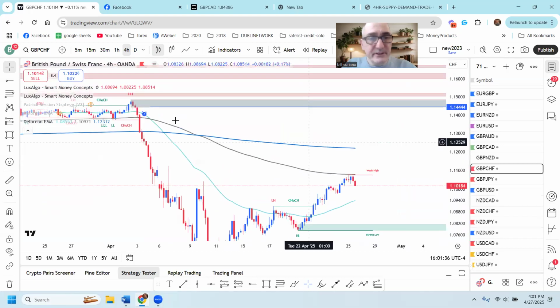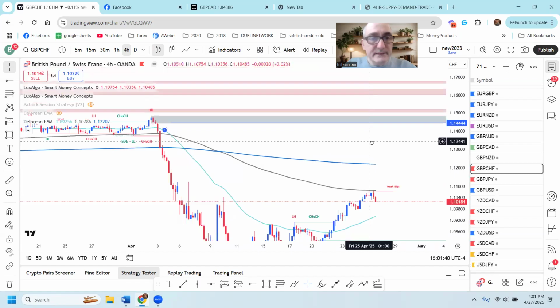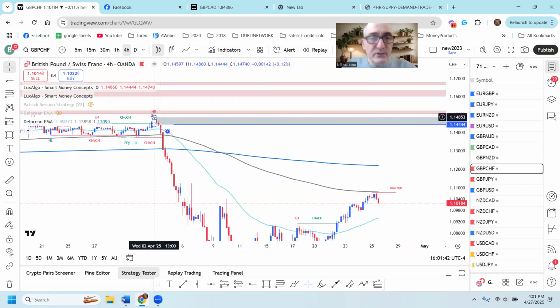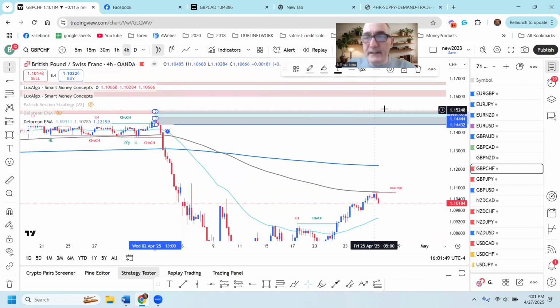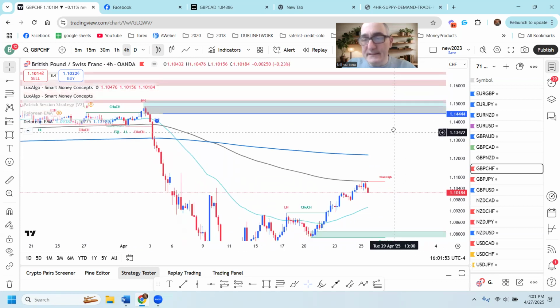GBP-CHF is bearish, and we have this supply zone right here. Now, again, this is another one where there's a supply zone very close to it, so we're going to extend that out, and we would include that area there in our stop loss. It would go up above here if we decided to get in the trade here.